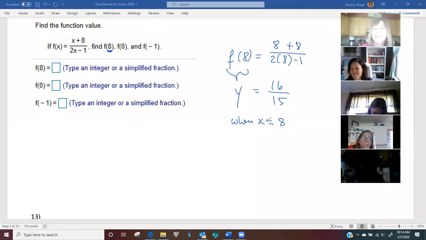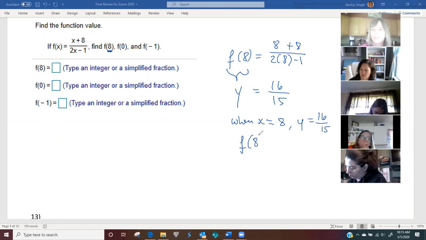Okay, when x is 8, y is 16/15. So what this really means is, in function notation, f of 8 is 16/15. That's it. Then we'll use a different color.